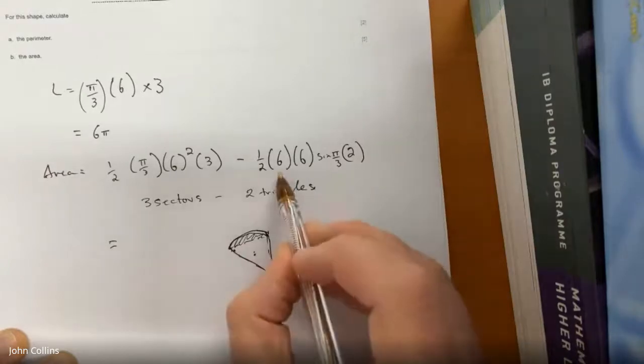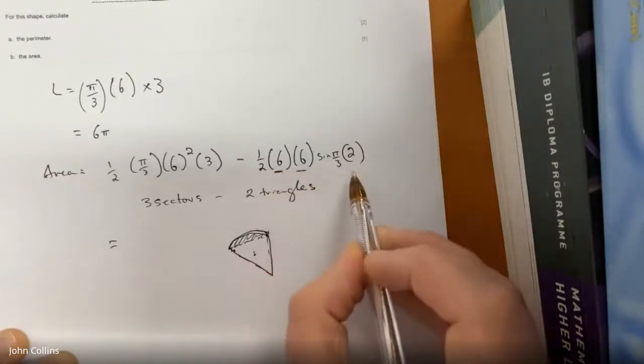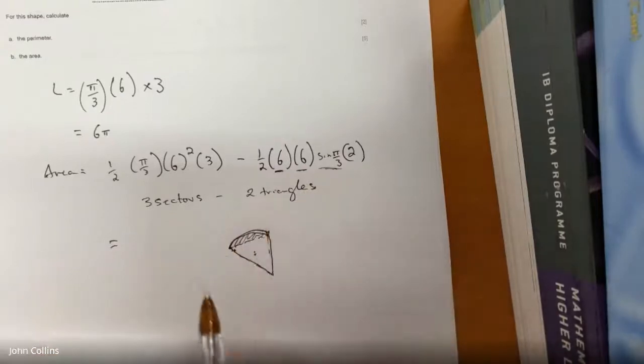And the triangle is then an equilateral. So it's 6 times 6. And the angle would be 60 degrees in an equilateral triangle. Okay. Yep. Okay.